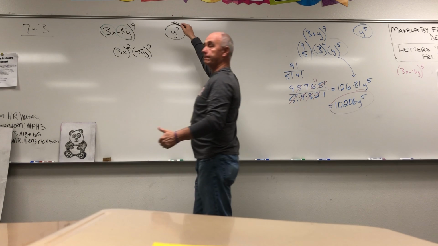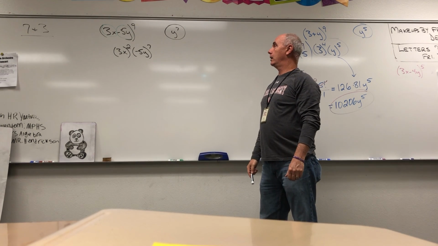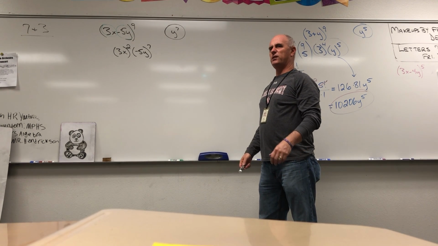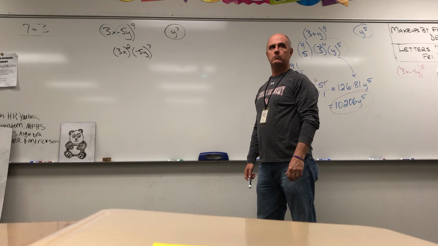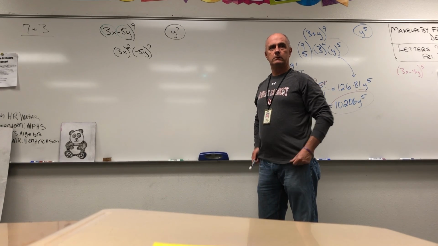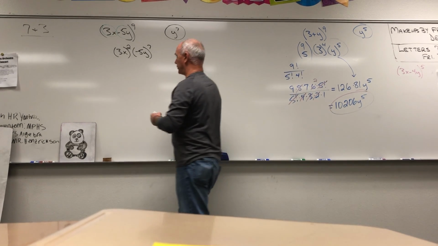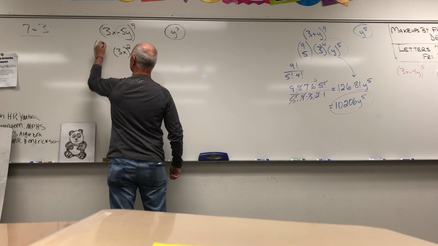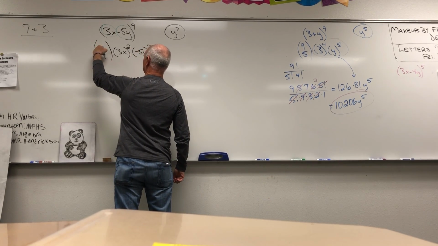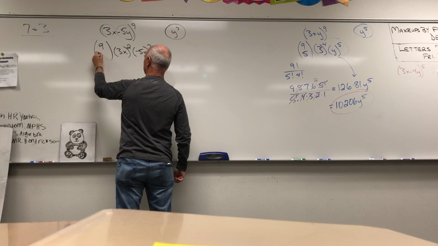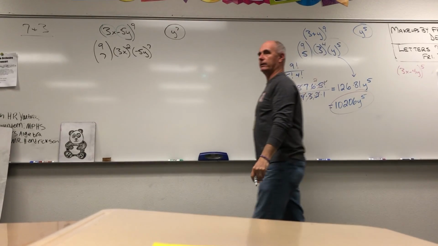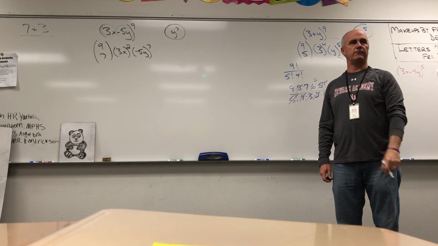Now we have to do the coefficient. Almost got it. What goes up? 9. What goes down? 7. I would agree. Now we have everything. Now it's simplify time.